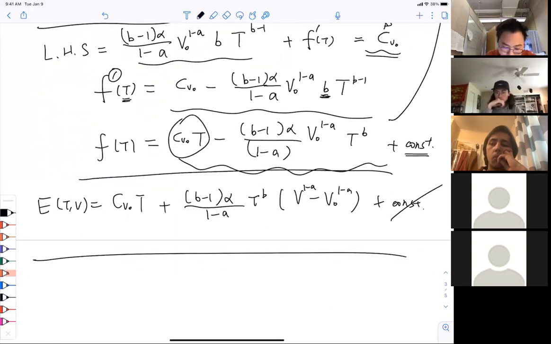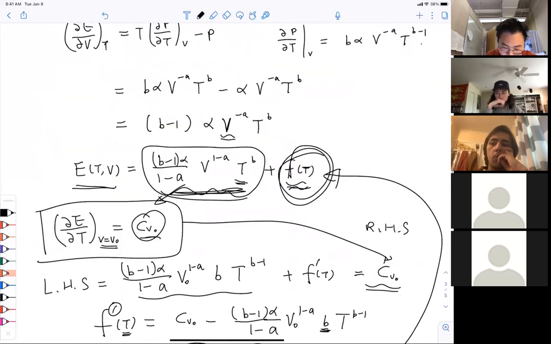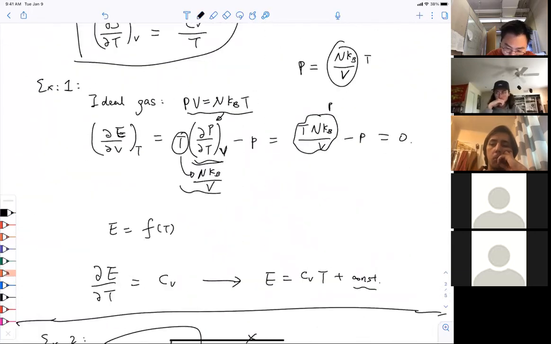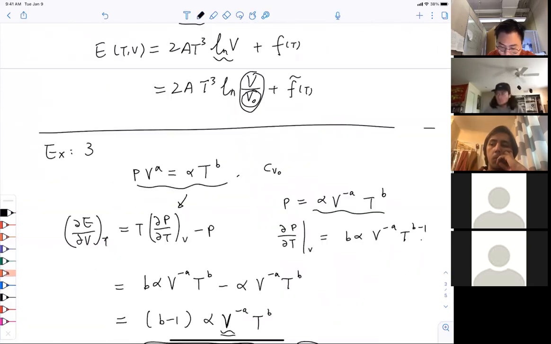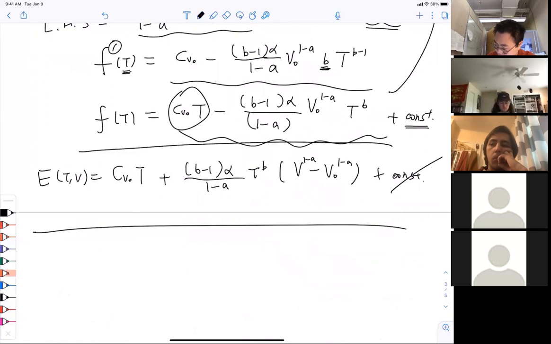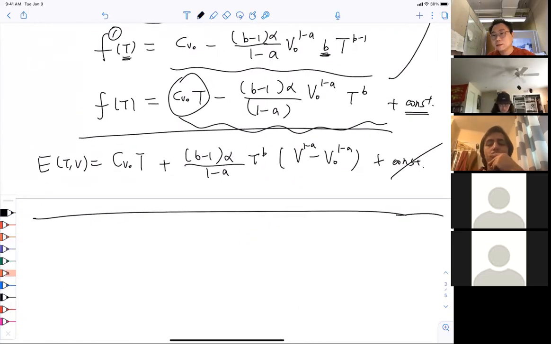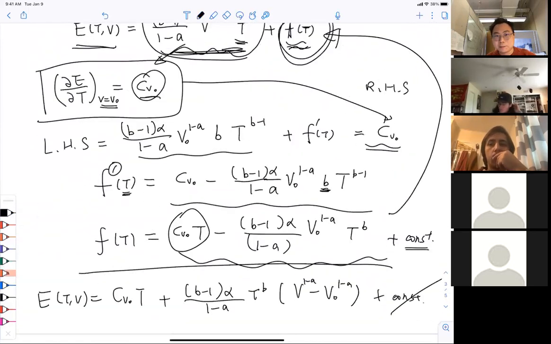And you can do similar things for the entropy. Basically, you also have two differential equations and solve them in a similar way. I don't want to repeat that calculation. So any question about this part?